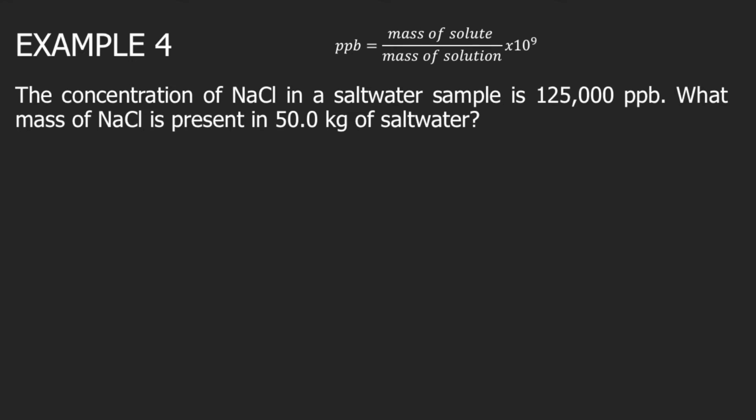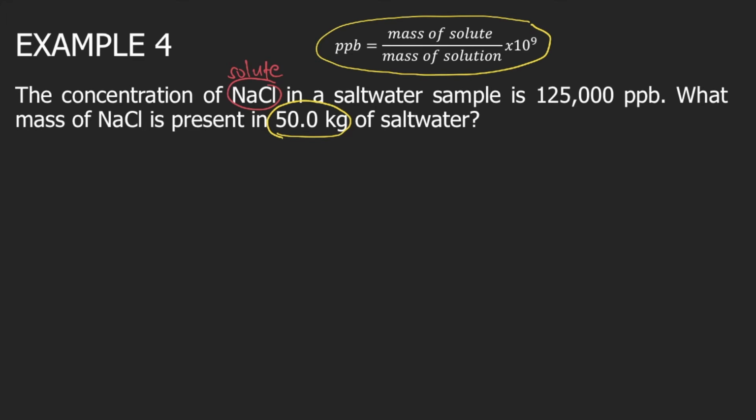Example 4, the concentration of NaCl in a salt water sample is 125,000 ppb. What mass of NaCl is present in 50 kilograms of salt water? In this problem, it is obvious that our solute is NaCl, or sodium chloride. In this problem, we are given the mass of solution, 50 kilograms of salt water. So salt water is the solution. Therefore, we will use the first formula for ppb.